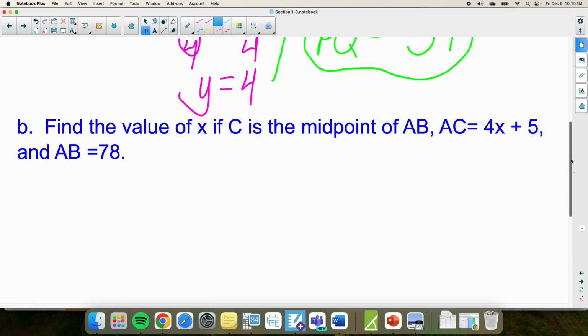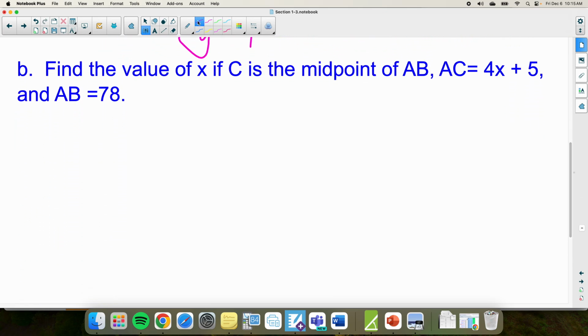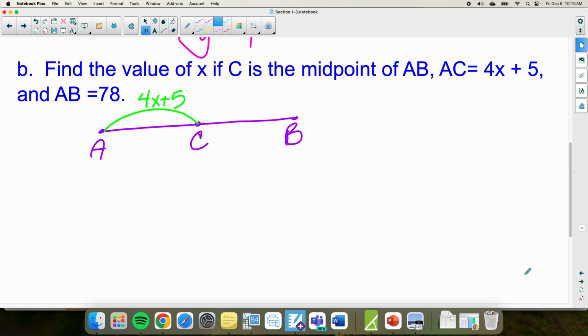So now we have one more. This says, find the value of x if C is the midpoint of AB. So C is in the middle of A and B. Now they say from A to C right here is 4x plus 5. And this one's different than the one up above because instead of giving us this distance, they tell us this distance is 78.